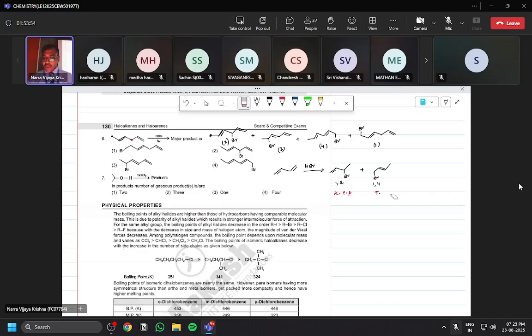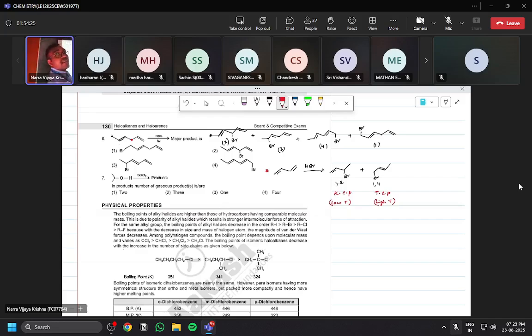TCP, thermodynamically controlled product. This happens at high temperature. This happens at low temperature. If they have not mentioned any temperature, it means room temperature. If it is room temperature, thermodynamically stable product. Right? Here, kinetically stable product. Are you able to understand? Now, this is happening via an electrophile. H plus is attacking. But in this case, a radical is attacking.